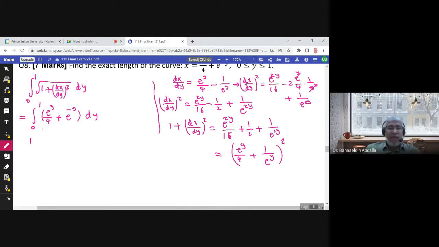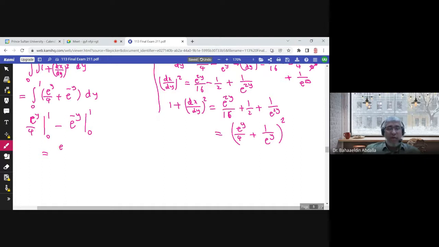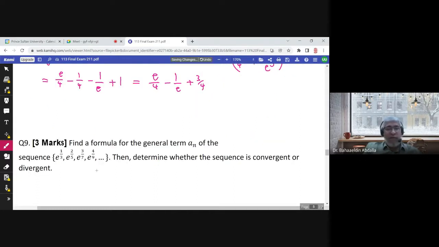I have the integral of e^y is e^y over 4 from 0 to 1, and the integral of e to the power negative y is e to the power negative y over negative 1, or times negative 1, from 0 to 1. So I have e to the power 1 over 4 minus e to the power 0 is 1 over 4, and this is e to the power negative 1, so 1 over e, minus, or you make it plus now, e to the power 0 which is 1. So the final answer would be e over 4 minus 1 over e plus 1 minus 1 over 4, which is 3 over 4.